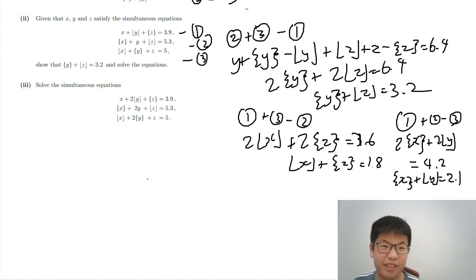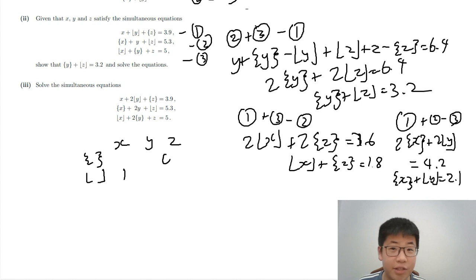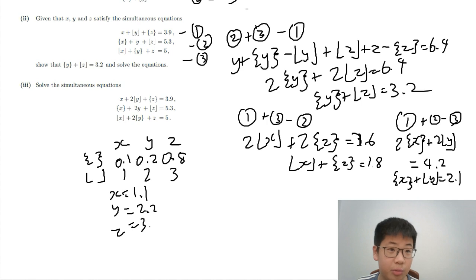So now we have gathered enough information on x, y, z. We need the fractional parts and the floor parts. So floor x is 1 and fractional z is 0.8, and fractional part of y is 0.2, floor z is 3, fractional x is 0.1, and floor y is 2. Great. So this means x equals 1.1, y equals 2.2, z equals 3.8.